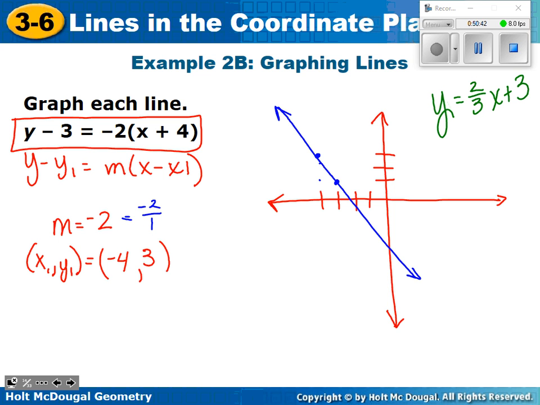Where would we start? 3 where? On the y-axis. So this is slope-intercept form. We would start with 3 on the y-axis. And then what would we do?